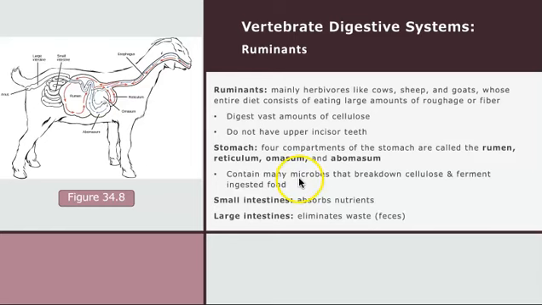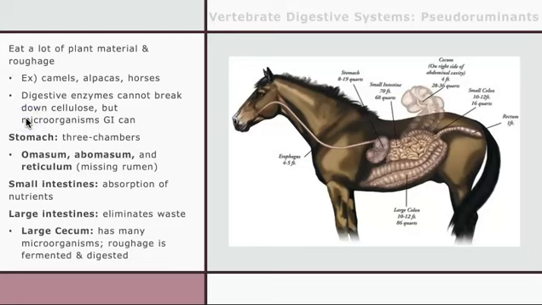So once we move through the 4 different stomachs, we are going to move into the small intestines, where we absorb nutrients, and then out the large intestines, in which we eliminate waste products or feces out the anus. And the last type is going to be our pseudo-ruminants, and this is for animals that eat a lot of plant material and roughage as well. It's going to include camels, alpacas, and horses.